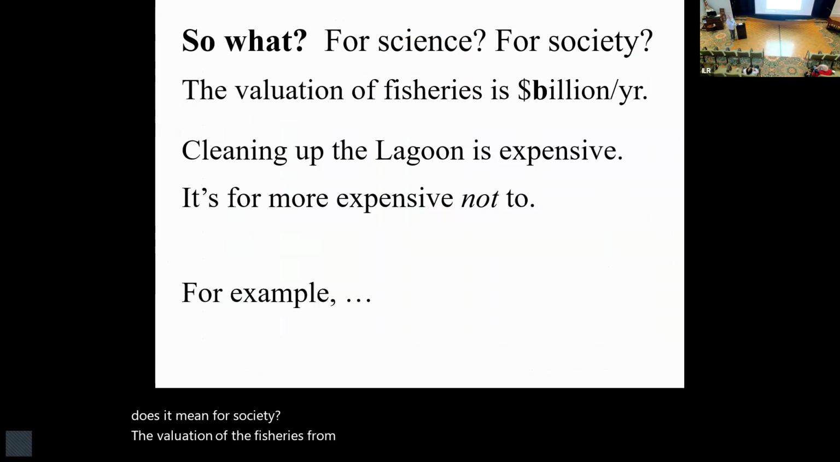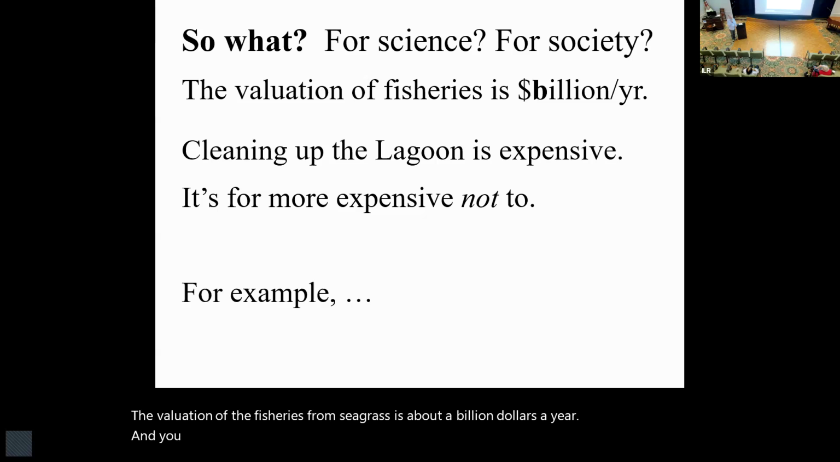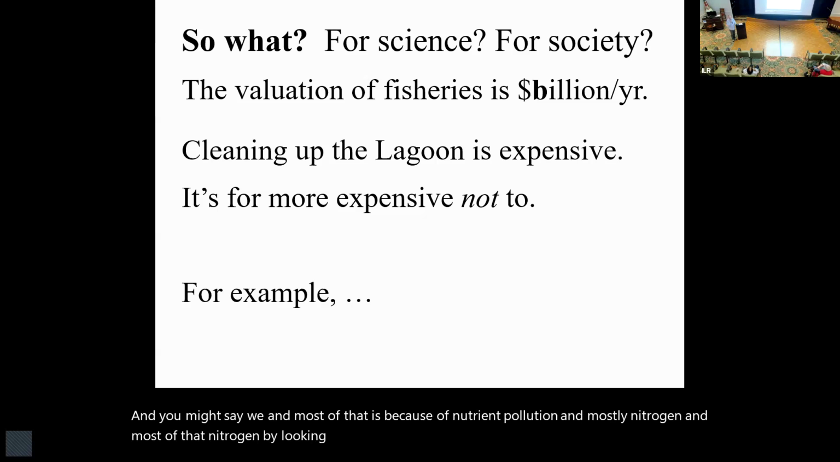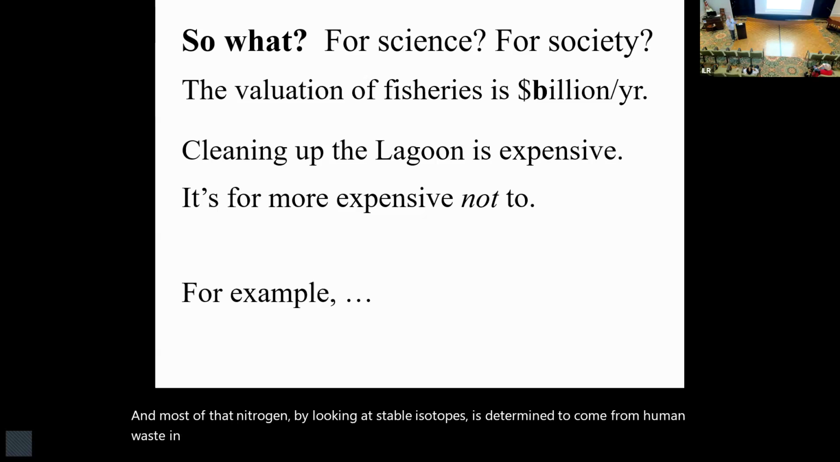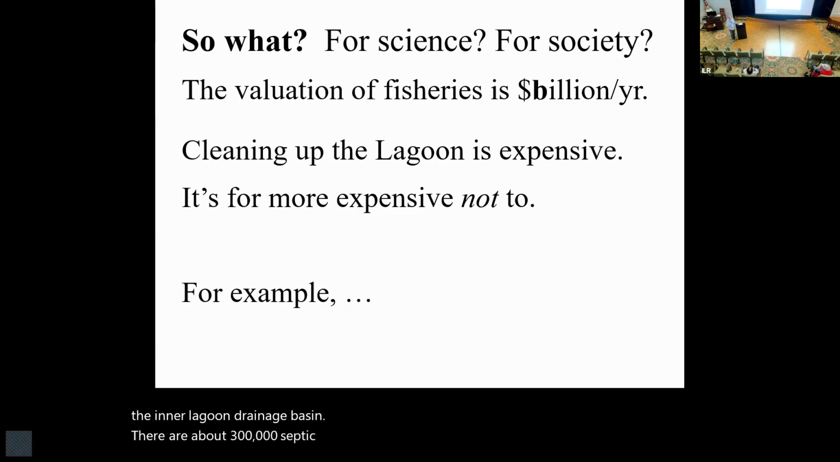And you might say, well, most of that is because of nutrient pollution and mostly nitrogen. And most of that nitrogen, by looking at stable isotopes, is determined to come from human waste. In the Indian River Lagoon drainage basin, there are about 300,000 septic tanks. A problem? Certainly. It's expensive to clean it up.